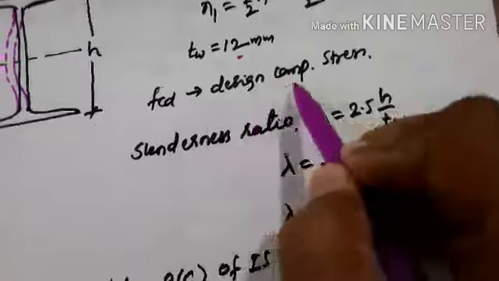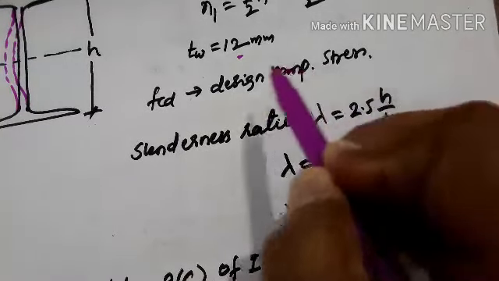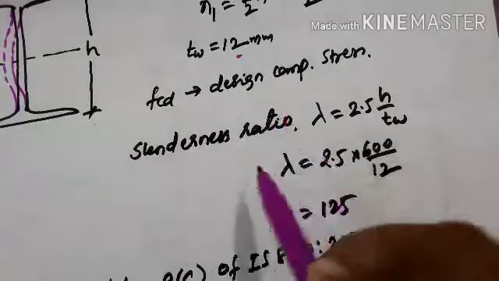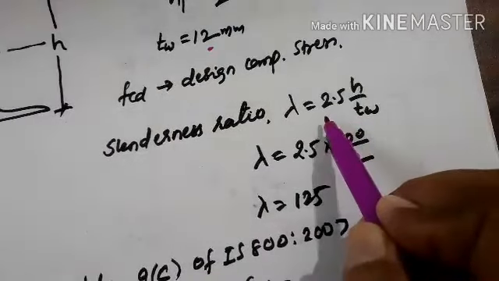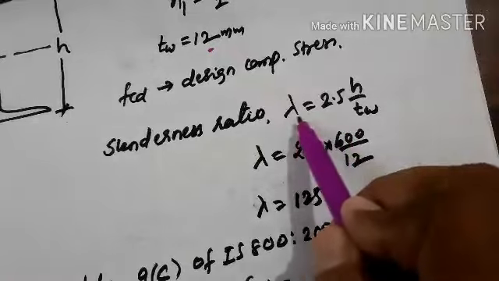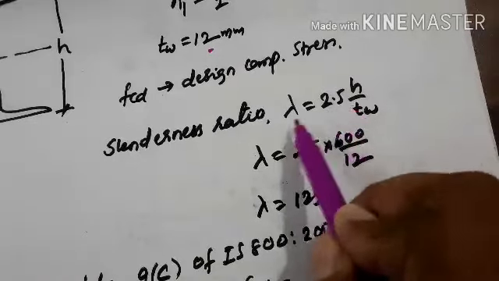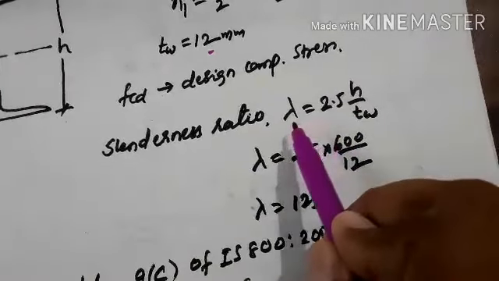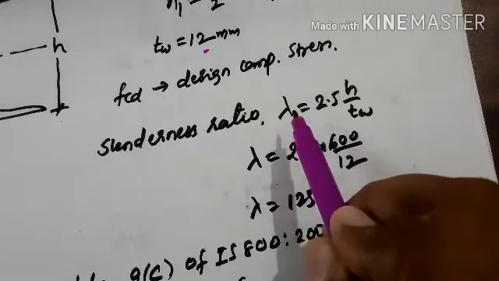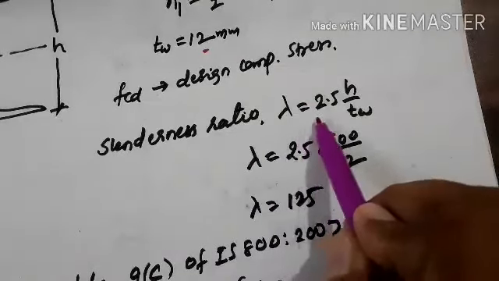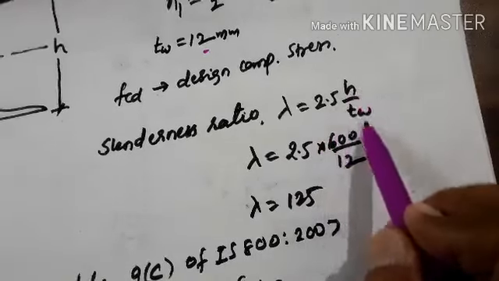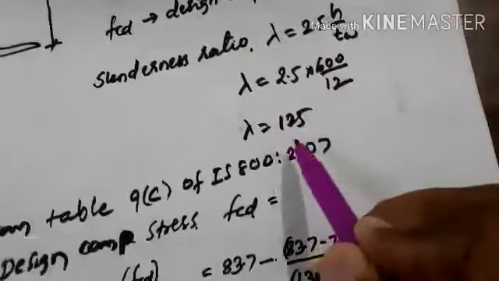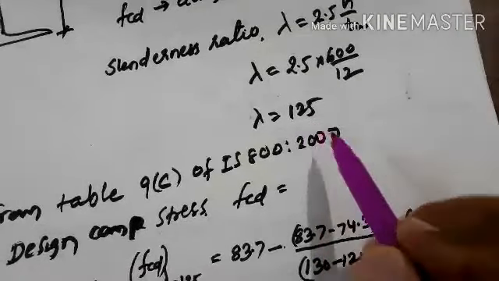Then fcd is the design compressive stress. This fcd is to be calculated based on the slenderness ratio of the web, and for this web we derived the equation in the previous lecture. Please refer to that video lecture, where we derived it while calculating the buckling strength. So this is the lambda for that web, 2.5 times d by tw, and the slenderness ratio we get here is 125.